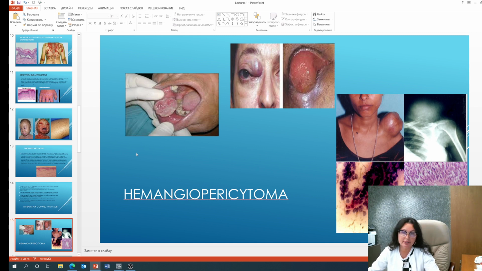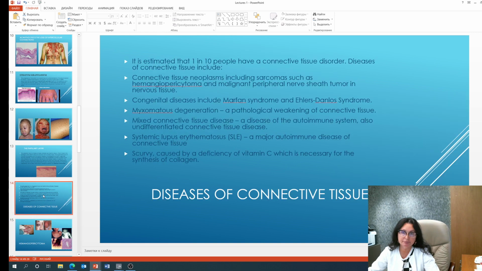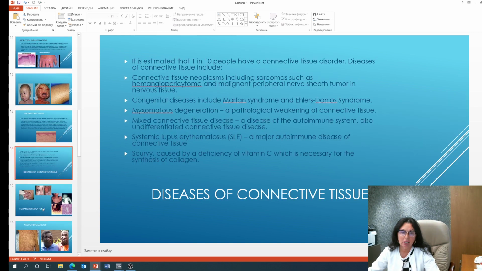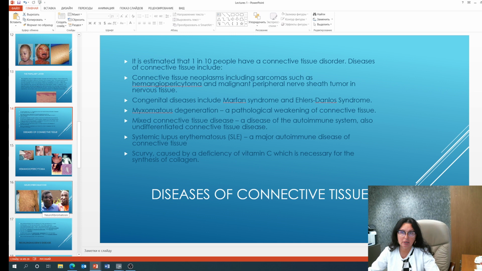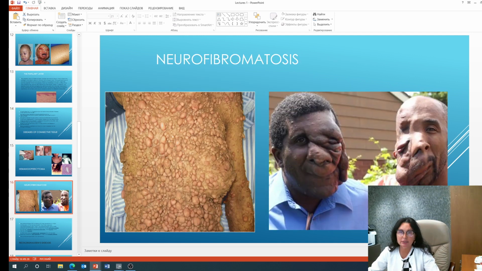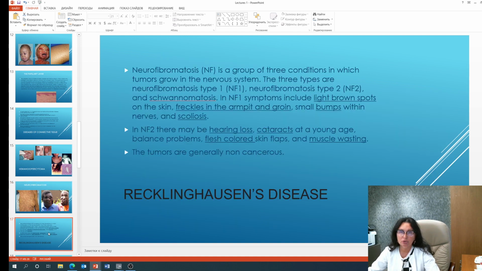before reaching a large size. Next, the malignant peripheral nerve sheath tumor, Recklinghausen disease or neurofibromatosis. This forms nodules and destroys parts of the body.